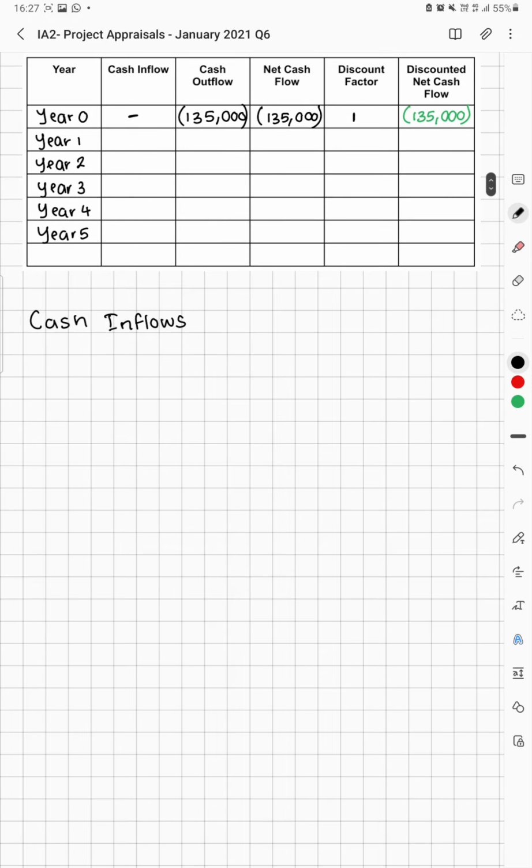Okay, let's look at our cash inflows for the year. The following information is available. The computerized equipment will give labor savings of 54,000 per year. So in this scenario, what do we consider to be our cash inflows on this project? The labor savings. So our first cash inflow is labor savings, which is equal to $54,000 per year.